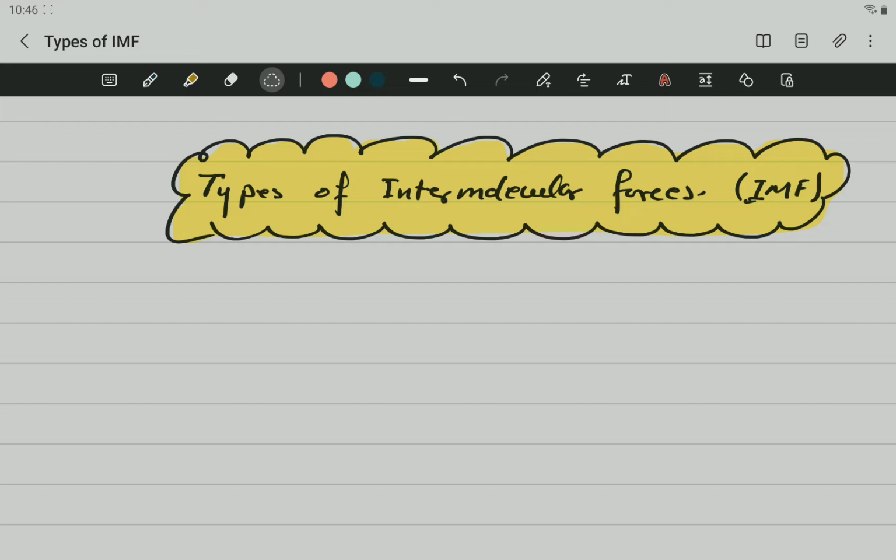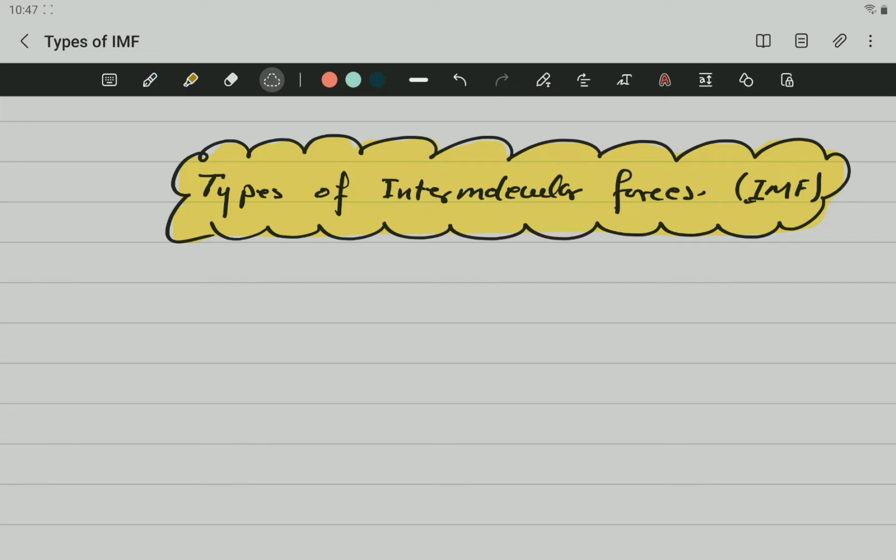In this video we are going to be talking about the different types of intermolecular forces. Let's start by recalling that intermolecular forces are the forces between the molecules. It's the force that keeps one molecule held to another molecule. It's outside the molecule, okay, not the bonds.